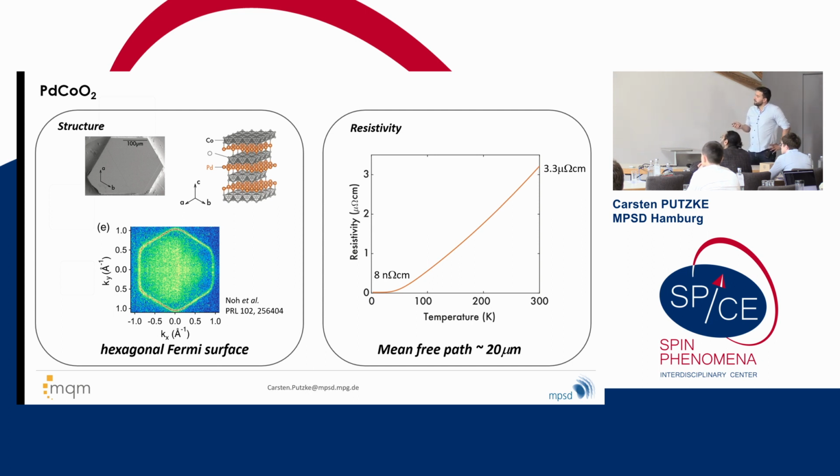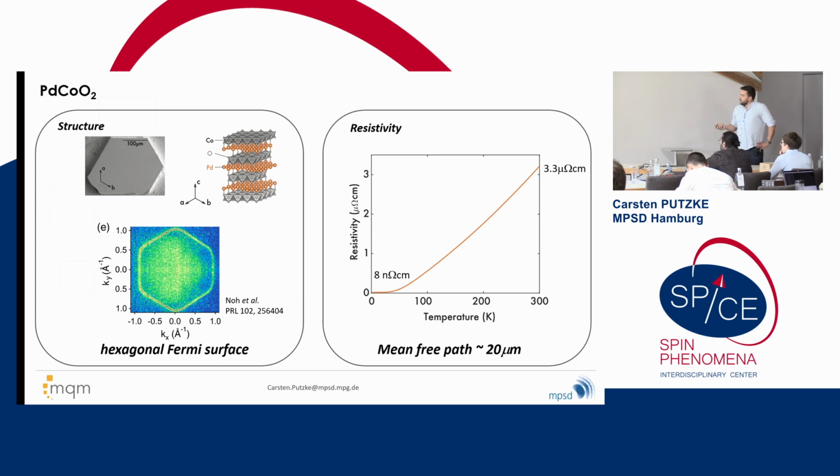It's layered. We're looking basically on top of the AB plane. But if we look into the crystal, then we see that we have this stacking of alternating palladium layers and cobalt oxide planes. What you find if you look at the electronic structure within this, so this is from ARPES, is that due to the crystal structure, which is hexagonal, you also find this hexagonal Fermi surface in this material.